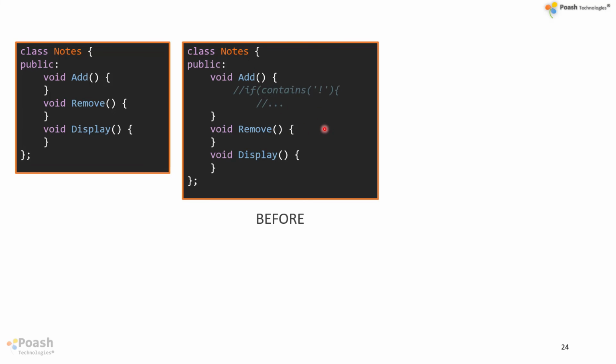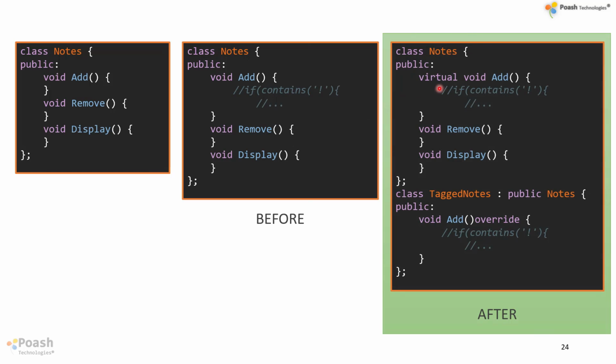Now with this implementation, we have violated the open-closed principle because we have modified existing code. To follow open-closed principle, we should have implemented add function in such a way that in future, we should be able to change its implementation. And one way of doing this is making the add function virtual. And then, when we want to change its behavior, we simply add a new class and override the function. And in that override, we can decide what to do when a note is added. So with this implementation, we don't have to modify existing code.